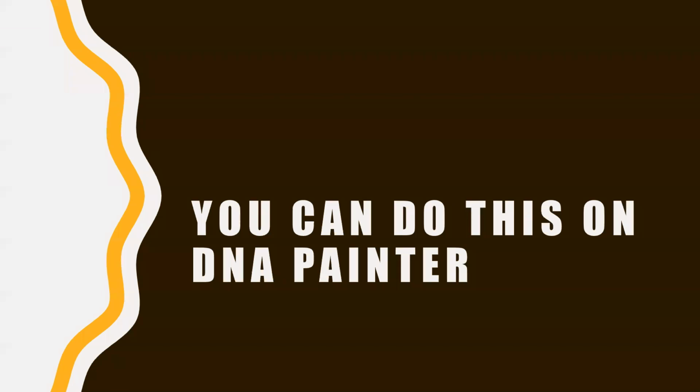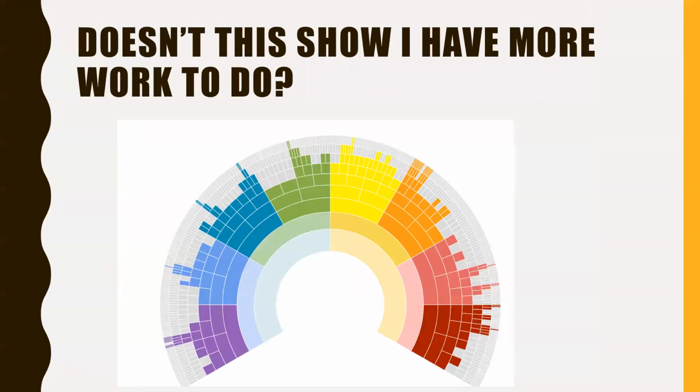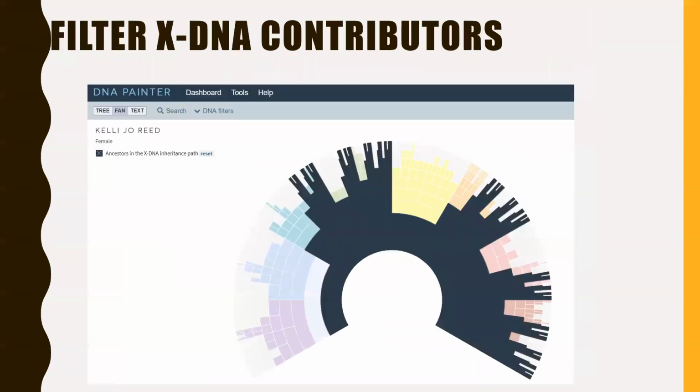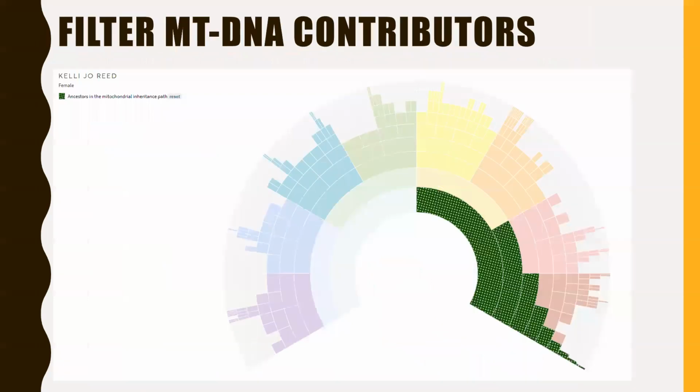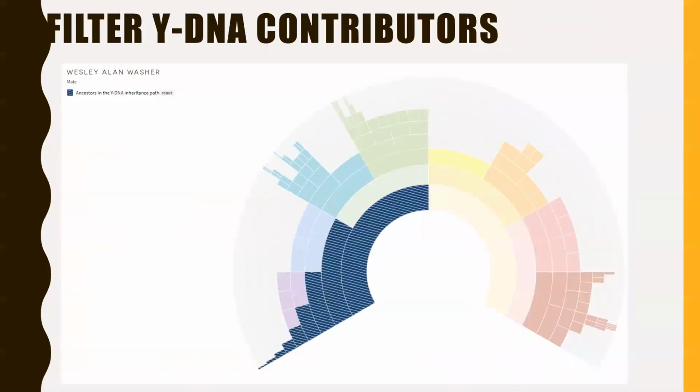So you can do lots of things on DNA Painter. This will show you that you have more work to do once you mess with that tree completeness. You can filter for xDNA inheritance pattern. You can filter for mitochondrial DNA inheritance pattern. You can filter for Y-DNA inheritance pattern. And of course, the Y-DNA inheritance isn't mine. It's my first husband's.